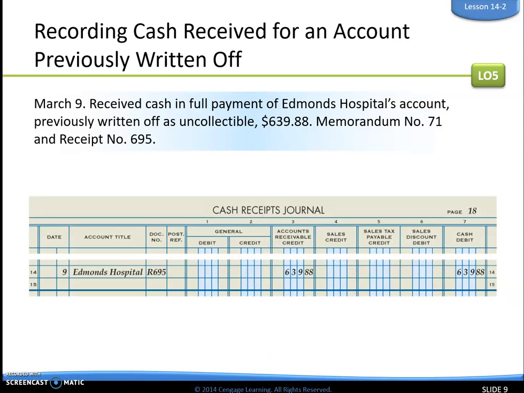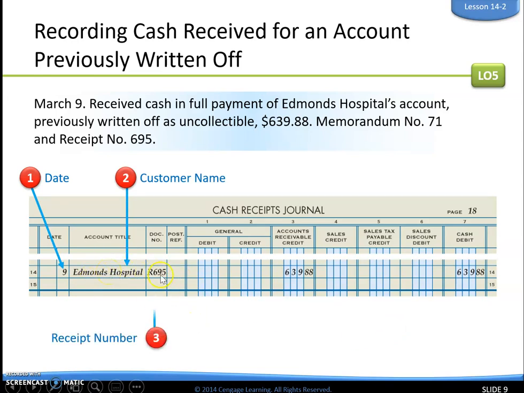Since we're receiving cash for this one, we're going to go to our cash receipts journal. Our date, and we're receiving that cash from Edmonds Hospital, so that customer name is going to go here. Our receipt number here. We're going to credit accounts receivable for the amount that they paid us, and then we're going to debit cash.